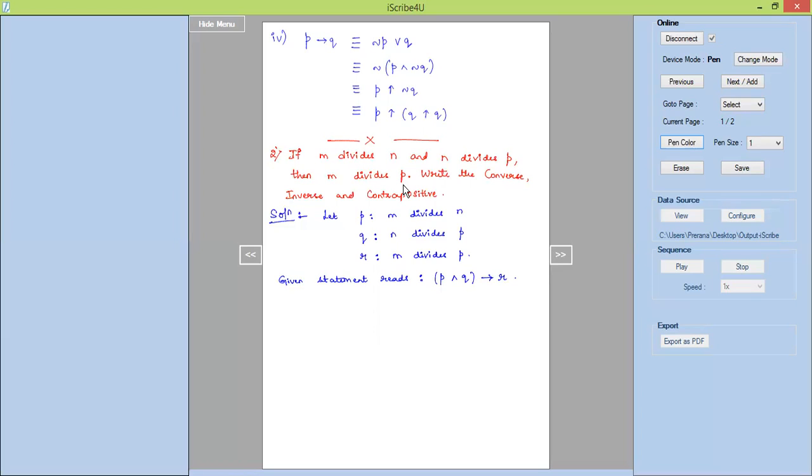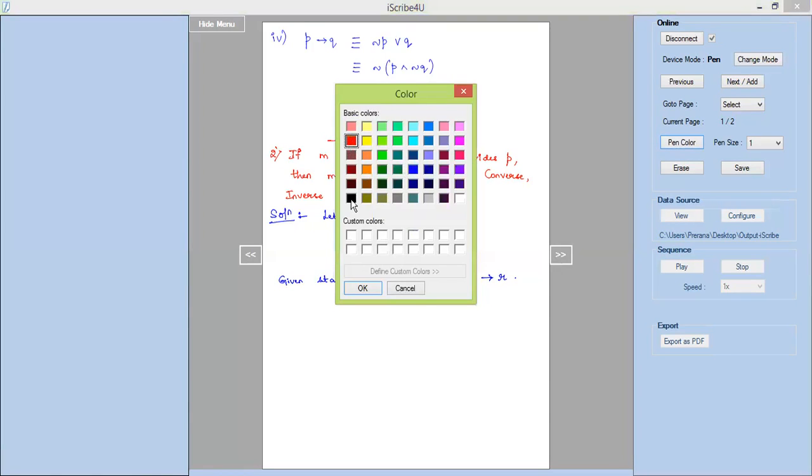So recall the property for conditional. Conditional is nothing but if P then Q. So m divides n is P, n divides p is Q, so we have P and Q. Then, if-then, conditional. M divides p is nothing but R. So P and Q conditional R is the given proposition. For this we have to write down the converse, inverse and contrapositive. So let us write them down one by one.